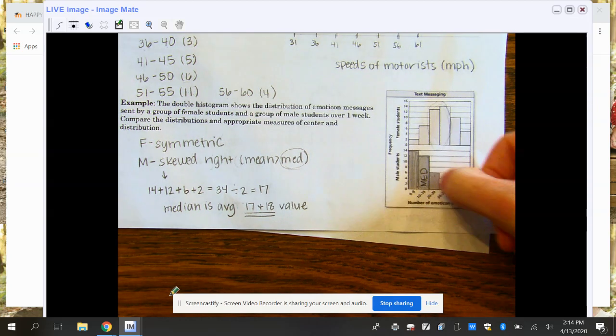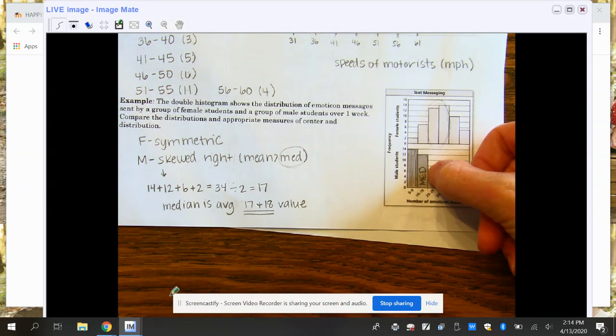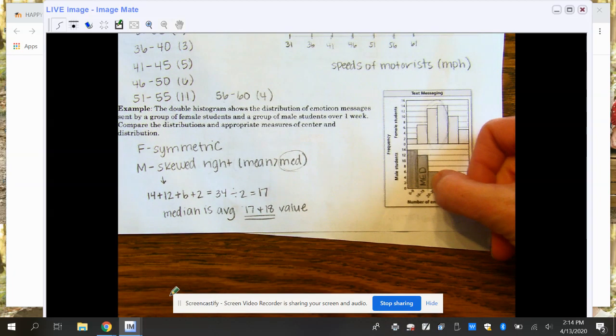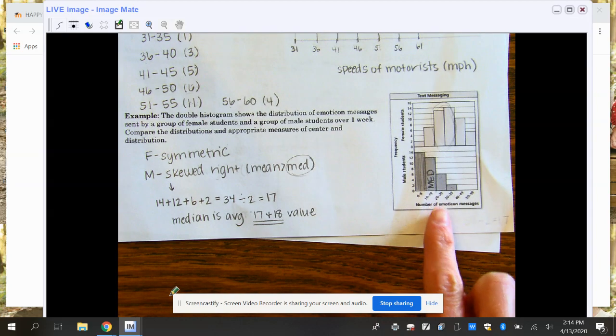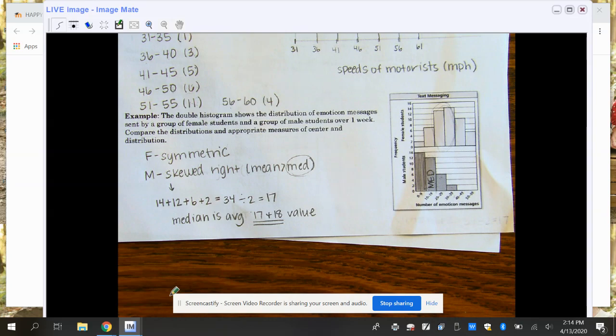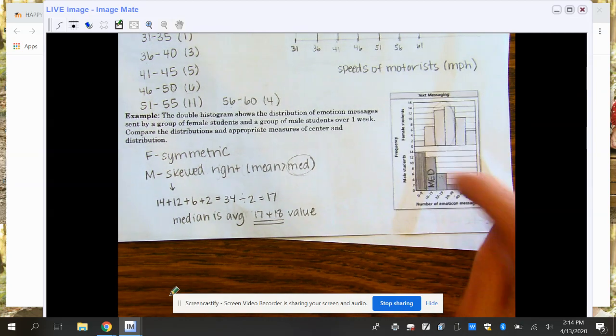Okay, so a lot of people, you hear median, you think center, so they'll say, oh, the median is going to be 19 and a half, because that's halfway between here. But you always have to think about the numbers, not necessarily the look of it, okay?